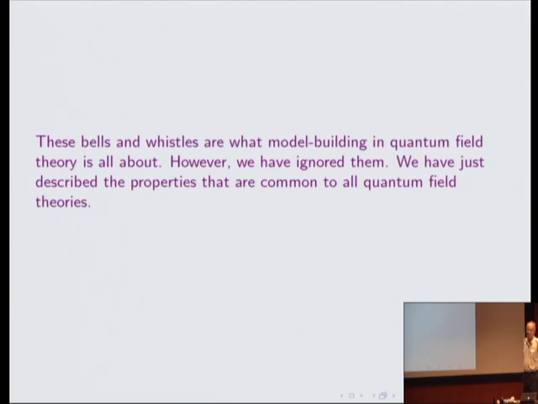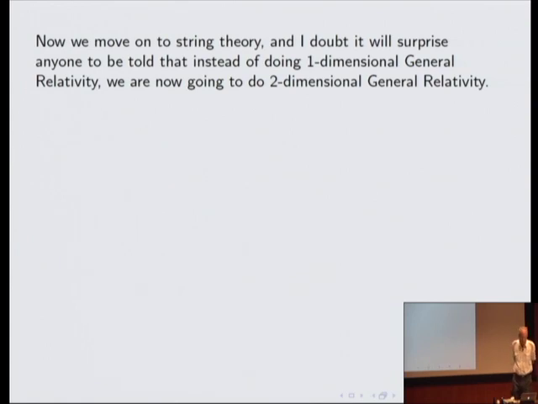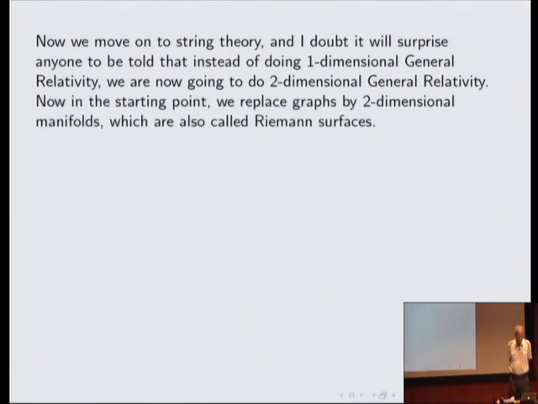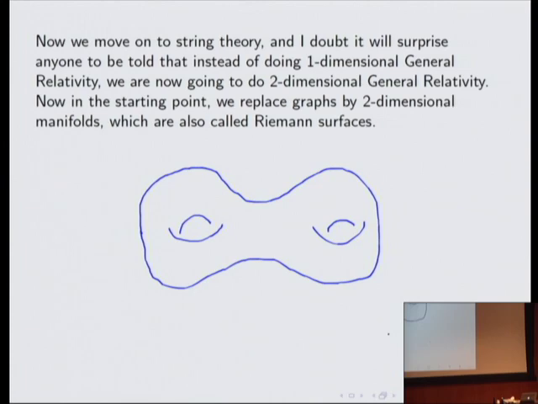Well, I guess we have to move on to string theory then. And probably it will surprise no one to be told that instead of one-dimensional general relativity, we're now going to do two-dimensional general relativity. So in the starting point, we replace graphs by two-dimensional manifolds, which are also called Riemann surfaces. Riemann surface is just a fancy name for a two-dimensional surface. So here I've drawn an example of a two-dimensional surface. This one is said to have genus 2 in the fancy language. It just means that it's got two handles, 1, 2.